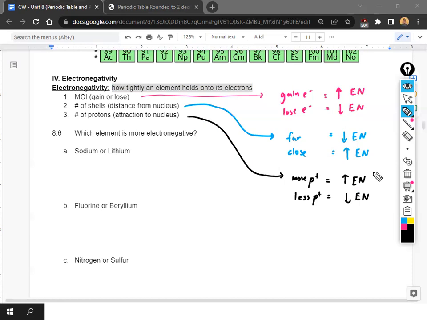But again, these go in order of importance. You care mostly about MCI. If the MCIs are equal, then you look at the number of shells. If the number of shells are equal, then you go to the protons, and the protons will be the last determining factor. But that's the least important out of the three.